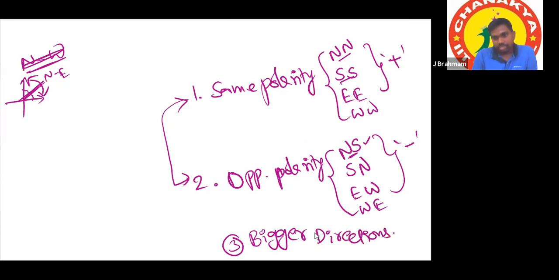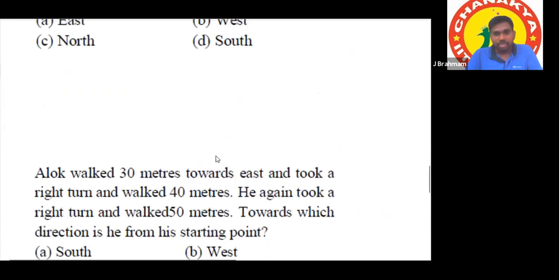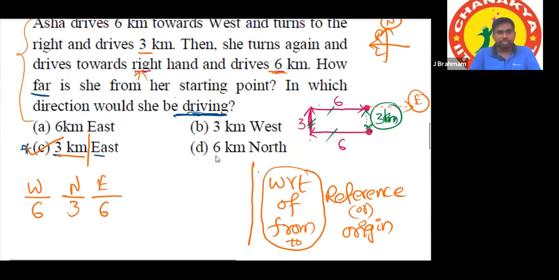So see these points again. If they are the same polarity, we have to add them. If they are opposite polarity, we have to subtract them, and we have to consider the bigger element's direction. And with these points, I'm moving to the question again. Yeah, this is our question.